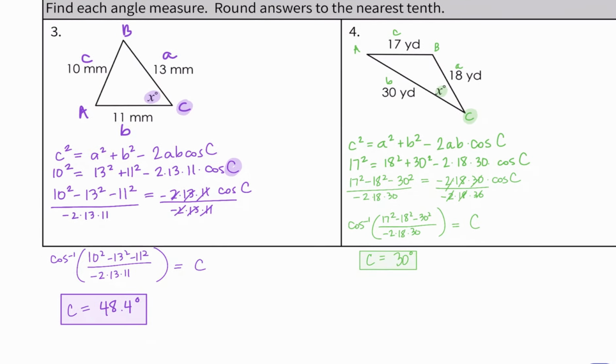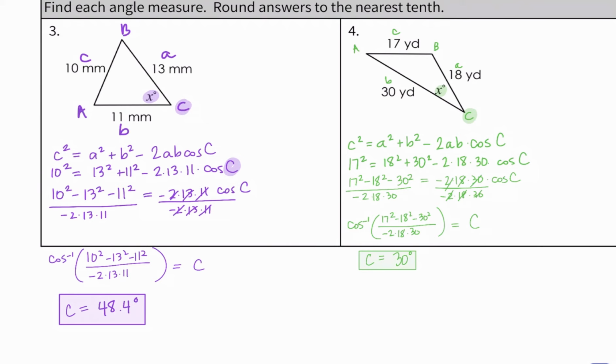Okay, so that's finding an angle measure. So still the same formula, still plugging in. It's just that when you're isolating that angle, you're going to have to do that cosine inverse. But just be very careful with your arithmetic and with your adding, subtracting, positive numbers, negative numbers, all that stuff. And you will be fine because after that, it's a calculator problem.